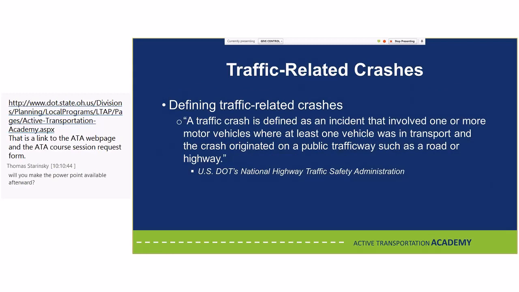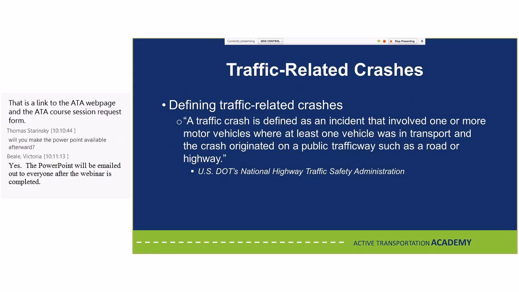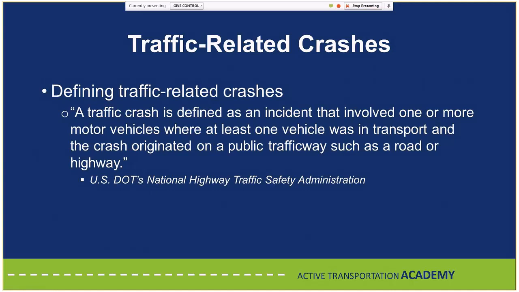So first, it's really important to define what a traffic-related crash is so that everyone is starting from the same base of knowledge. A traffic crash is defined as an incident involving one or more motor vehicles where at least one vehicle was moving and the crash originated on a public roadway, and that's how US DOT defines it. In class, we'll also review what's included and excluded in the data, such as privately owned roads or different types of vehicles, and get into additional key terms so everyone understands what we're talking about throughout the class.